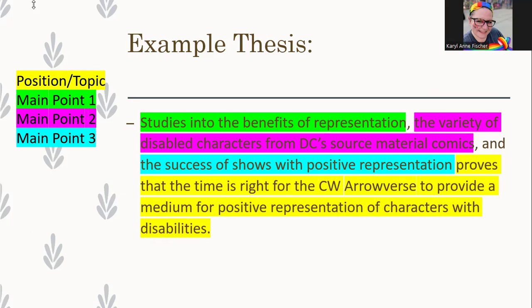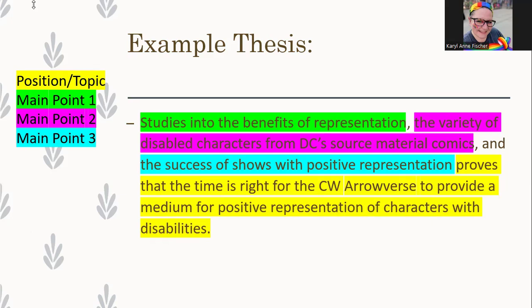So I'm going to talk about how these characters are already in the comics, which then already heads off the argument that it's pushing an agenda or putting things into shows that aren't there by show. They're already in the comics. And if the other part of the opposing side tends to be that that stuff doesn't do very well, then I'm going to end with successful shows with positive representation.